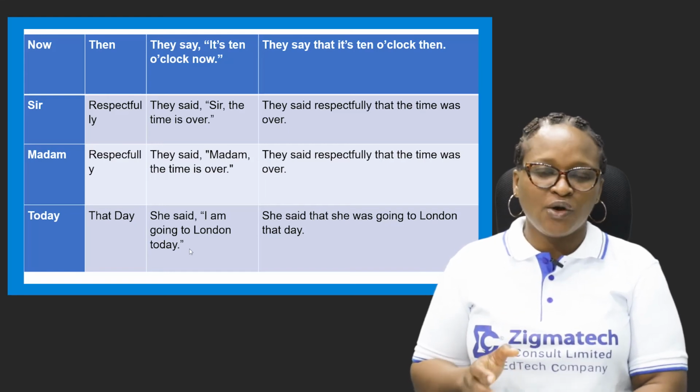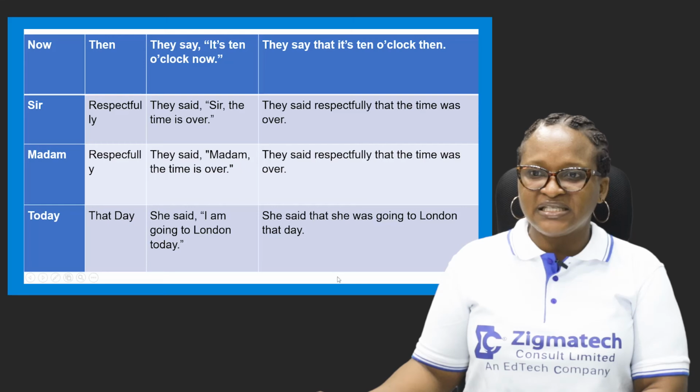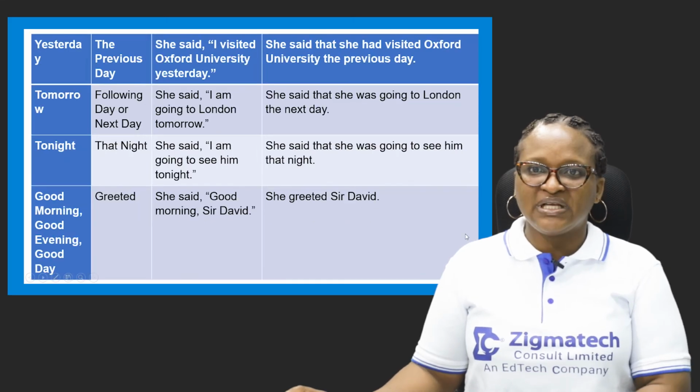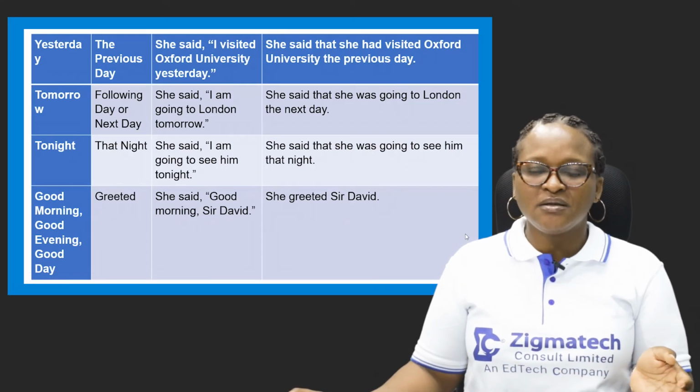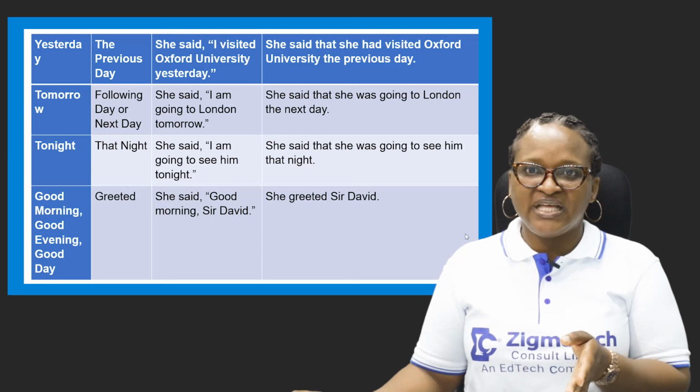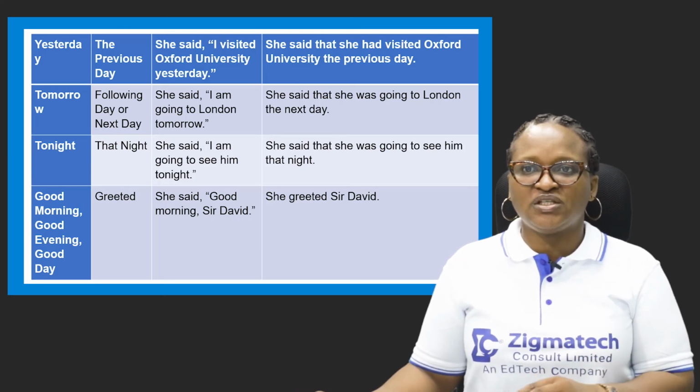She said that she was going to London that day. Now we have yesterday changes to the previous day. Where you have yesterday, change it to the previous day.